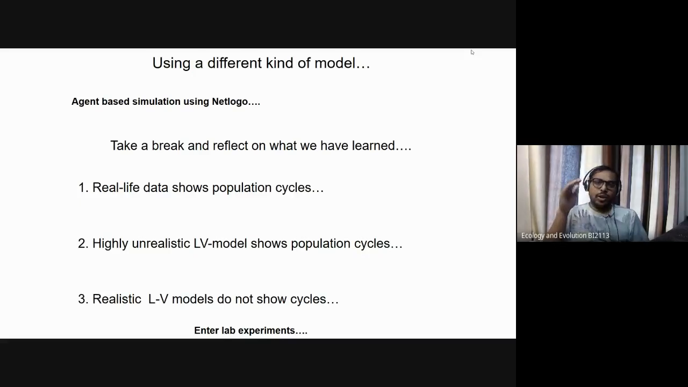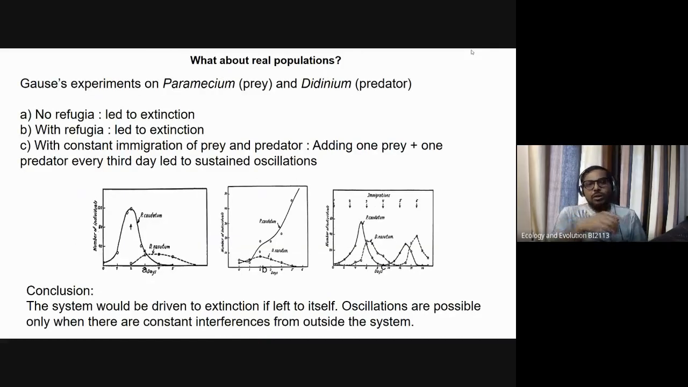Now what's going on? Can we now look at the system at a level which is not as complicated as nature, but at a level which is not as simplistic as a model either? That obviously is the level of the lab. So again, one of the earliest experiments was done by that Russian microbiologist that I was talking about, G.F. Gause. And what he used was a species of Paramecium as prey.